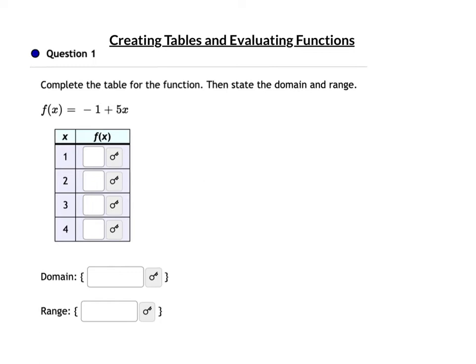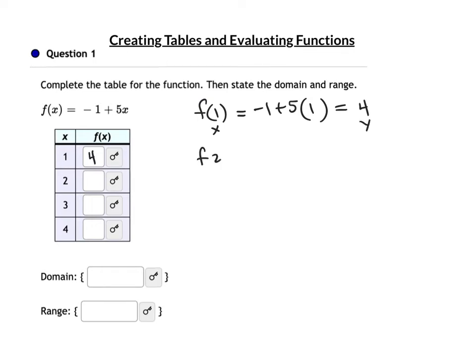So we're going to first of all plug in 1. That means we're going to find f of 1. X is 1. That's negative 1 plus 5, and I'm putting 1 in place of x. Well, that's negative 1 plus 5, which is 4. So when x is 1, y is 4.